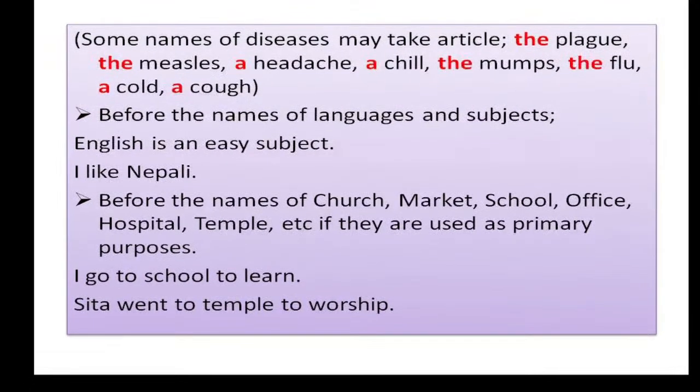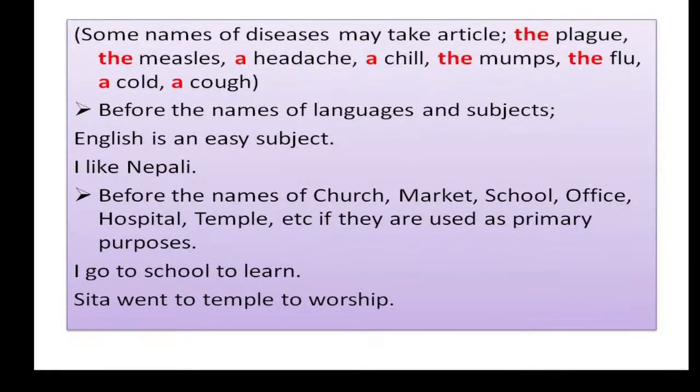Now before the names of languages also, we are not going to say the English or the social study, we are not going to use an article here also. Now the last one, I will explain it very shortly: before the names of church, market, we are not going to use any article, but if it is used for a secondary purpose, like I go to school to learn, what is the primary purpose of going to school? Yes, obviously to learn, so in place of school we have not used an article. Like temple, we go to worship, so in front of temple there is no article, but in the next slide you will see. Next slide.